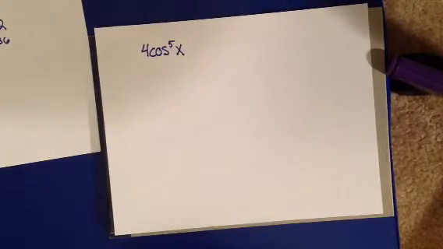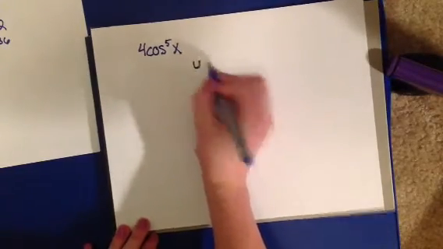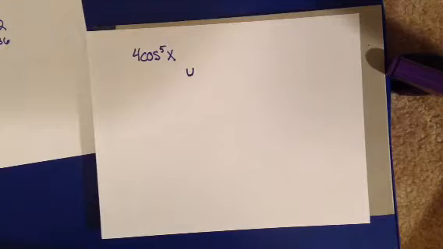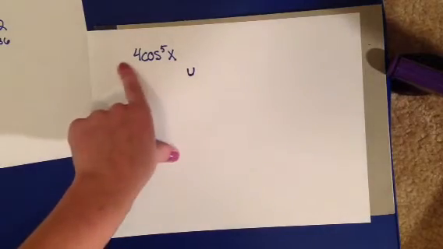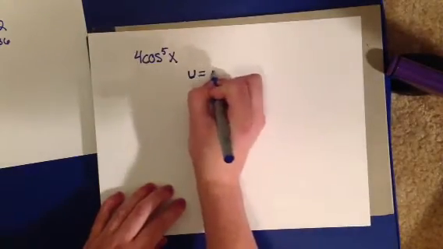Alright, now right off the bat we need to find u. That's our first variable. So, u is whatever's inside of something. In this case, it's really easy. u just equals x, because it's the only thing that is being worked on. So we'll just put u equals x.